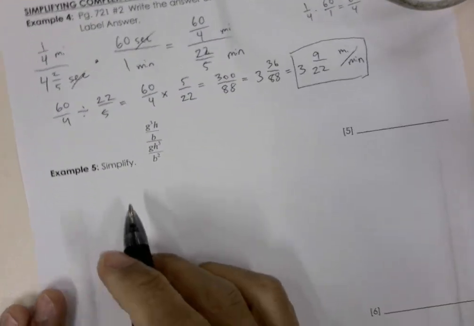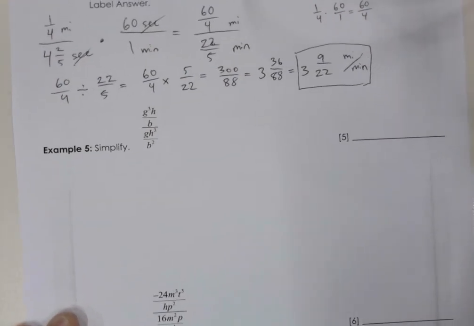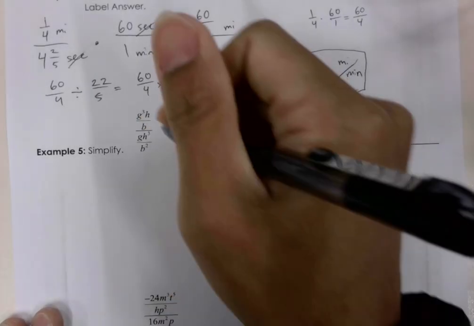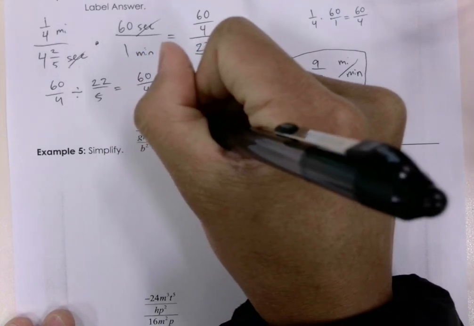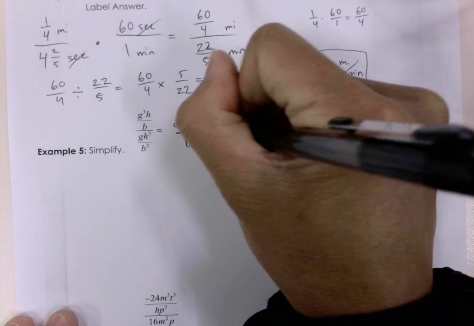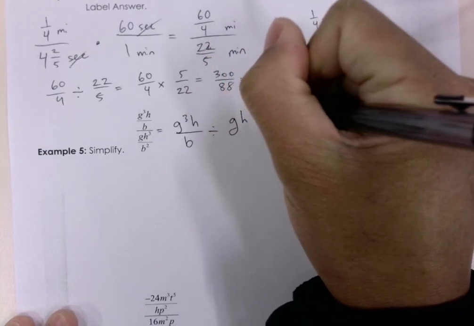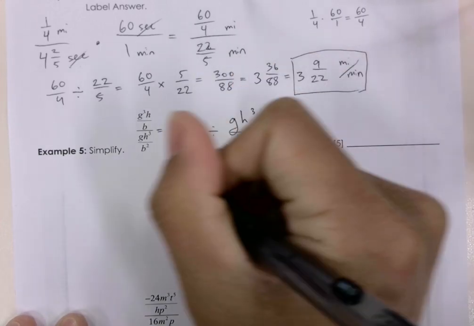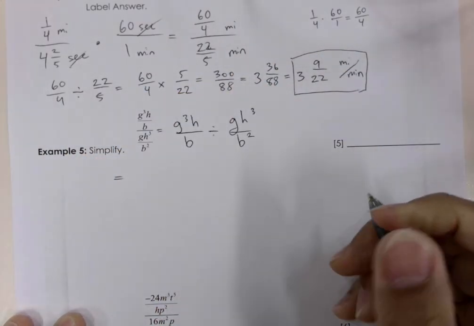Okay, so let's go ahead and do a couple more of these problems. Here we have another complex fraction, but these involve variables, but the process is the same. So we're going to write the numerator, g to the power of 3 times h over b, divided by g to the power of g times h to the power of 3 over b squared. And then we're going to rewrite this as a multiplication problem.